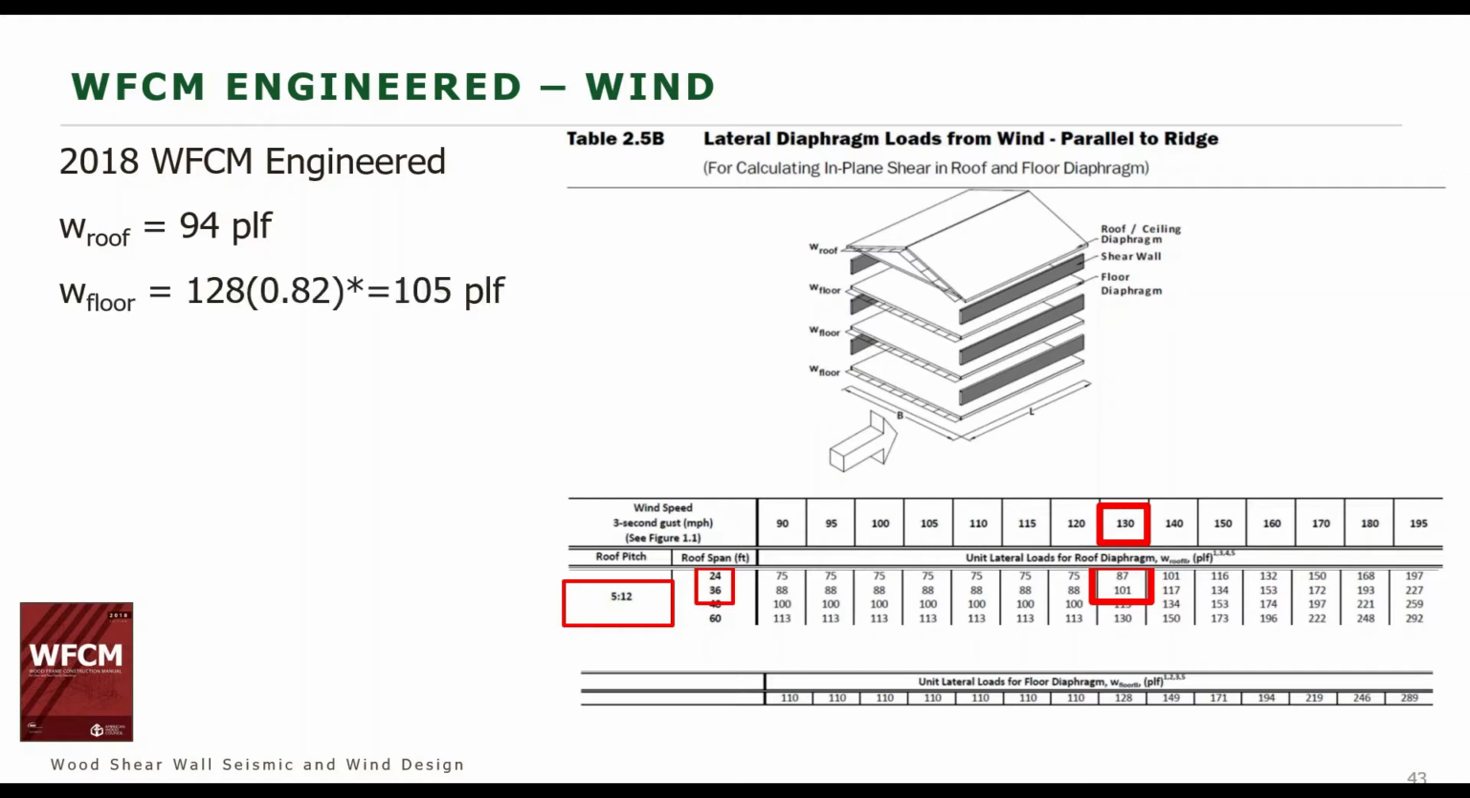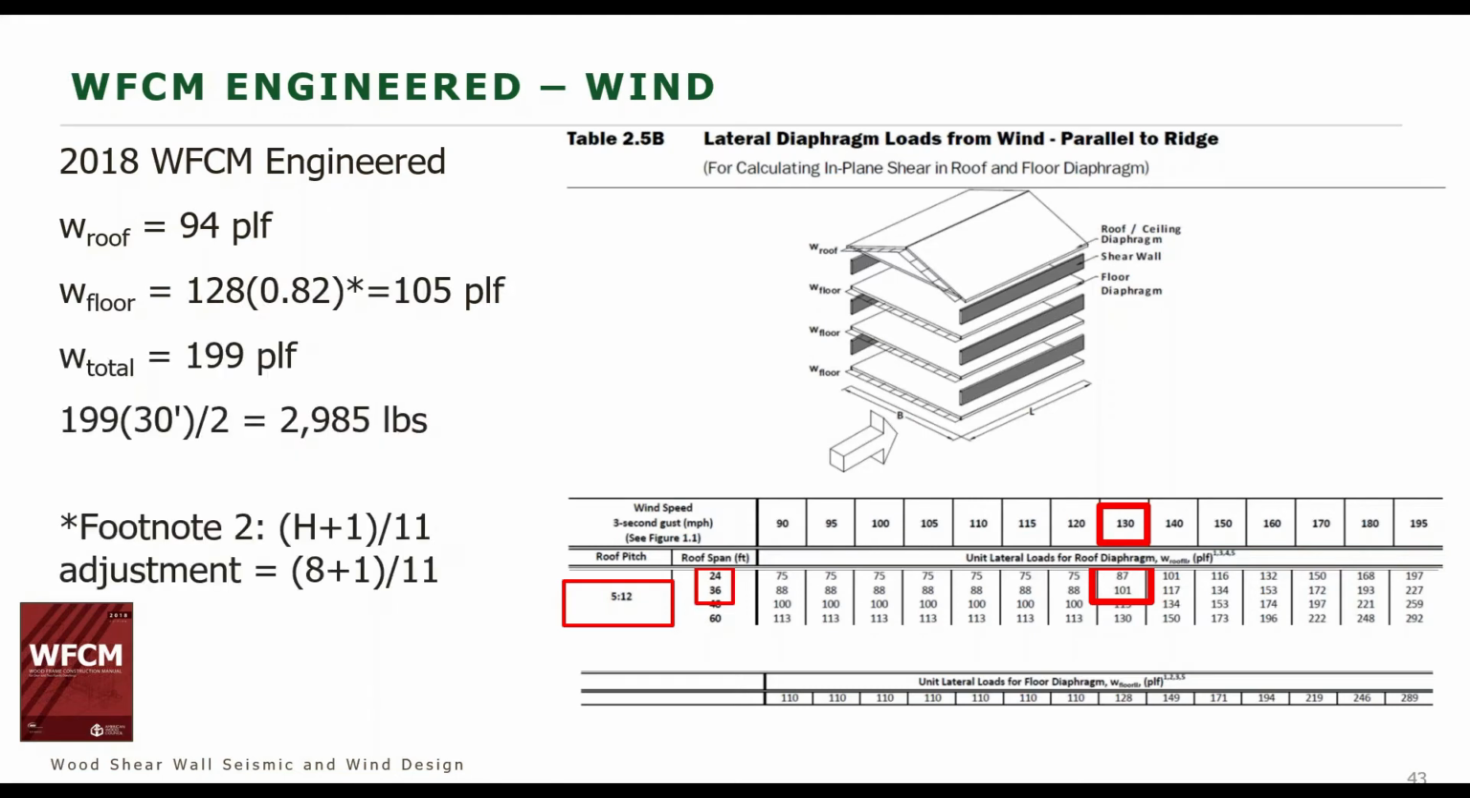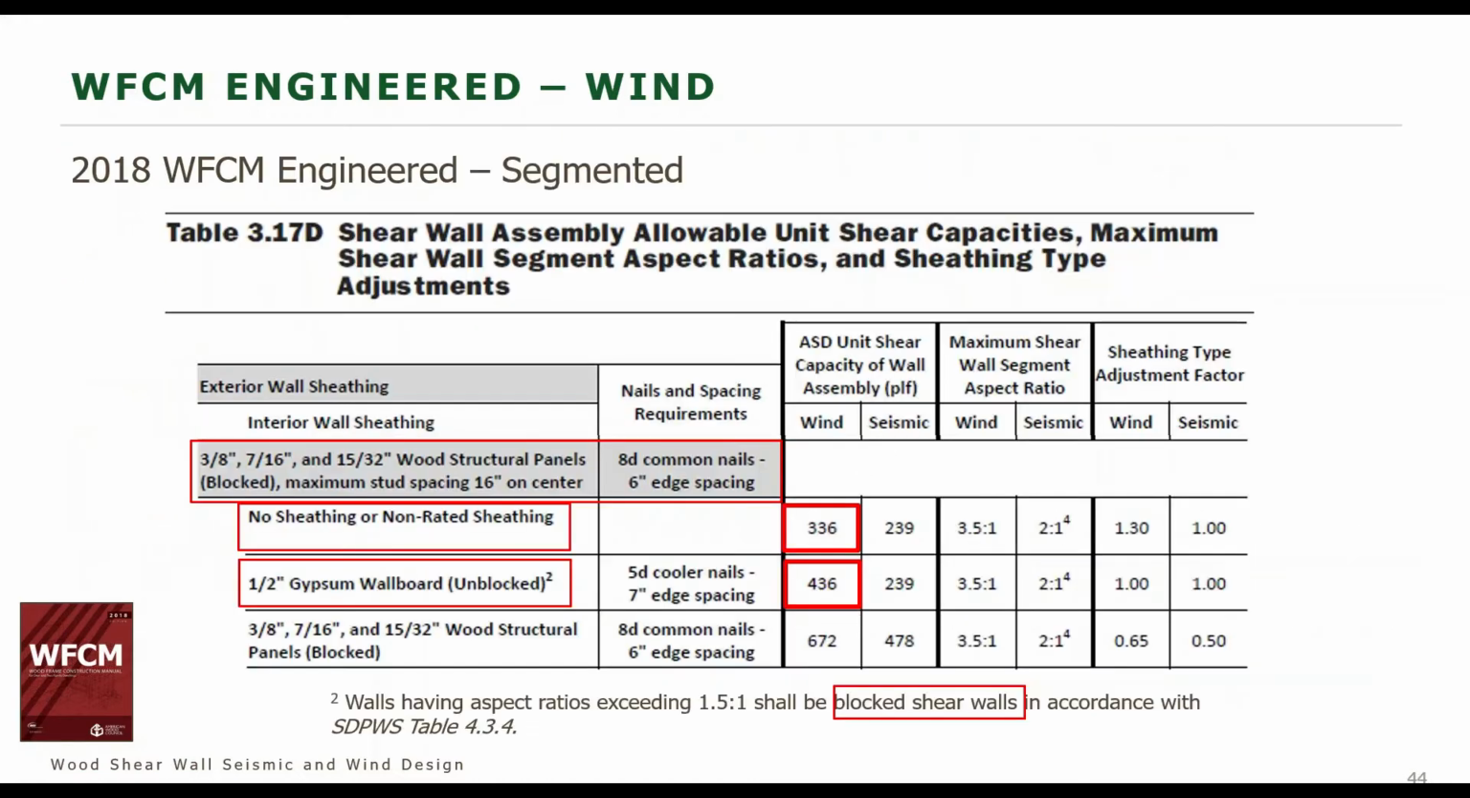per lineal foot. The floor load is 128 pounds per lineal foot, but we do have a footnote we can apply. So footnote 2 allows us to apply an adjustment based on the wall height. So we are able to reduce the floor load by nearly 20% there. So our total shear load is 199 pounds per lineal foot times that 30-foot wall surface it's applied to. Divide that by 2 because there are 2 shear walls. There's one on each side of the house, and our applied load on that wall is 2,985 pounds. And that's the load that's applied at the top of the first floor shear wall.